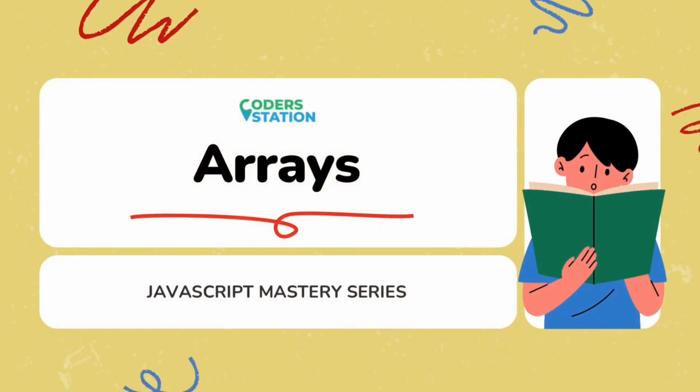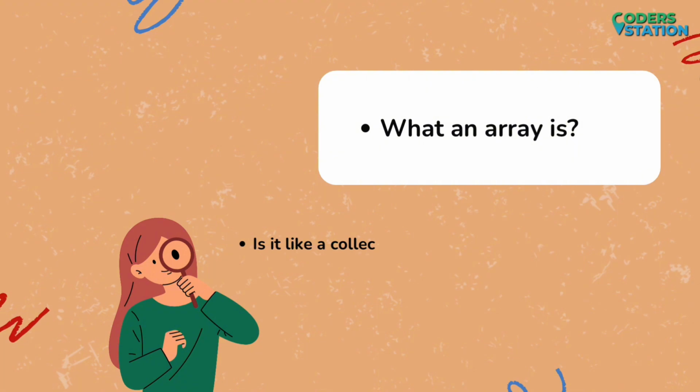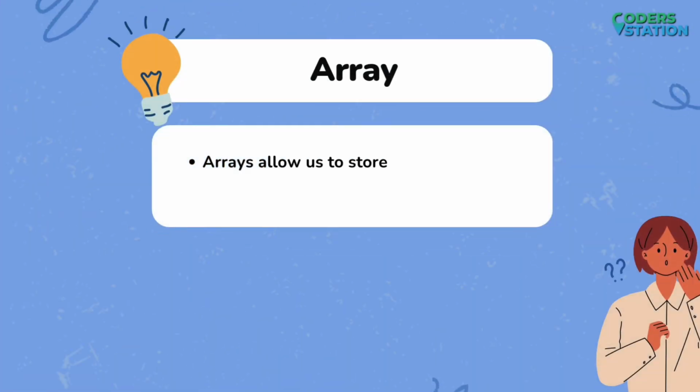Hello fellow coders, today we are diving into a fundamental data structure in JavaScript, arrays. Now, who can tell me what an array is? Is it like a collection of values similar to a list? Exactly, arrays allow us to store multiple values in a single variable.